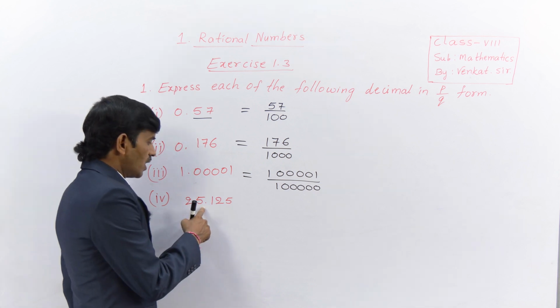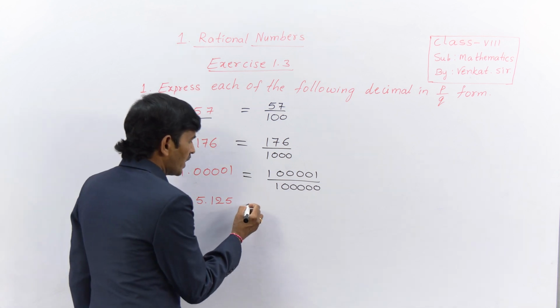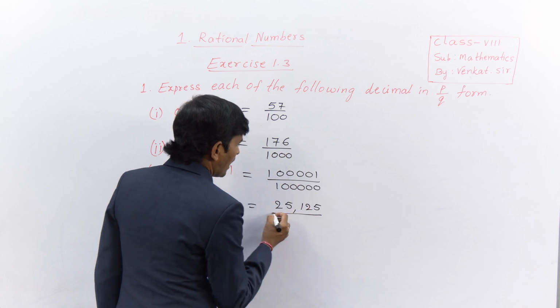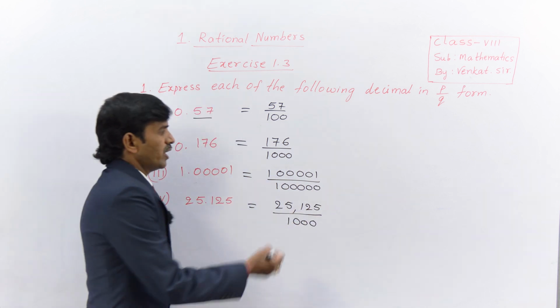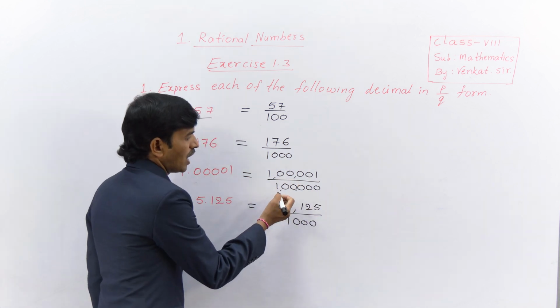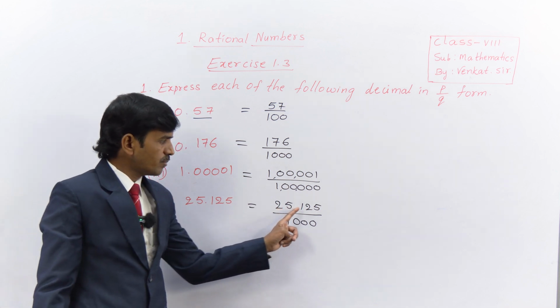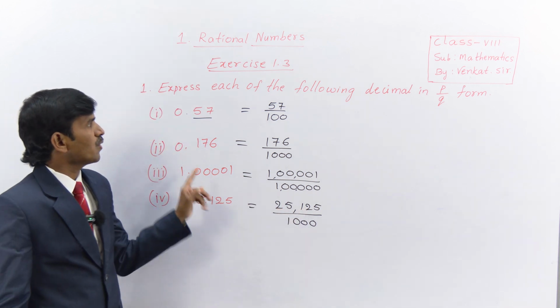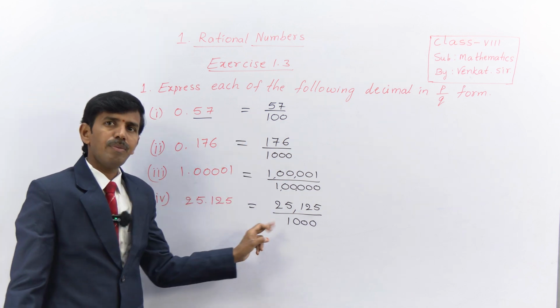Right? Now here also 25.125. It can be written as 25,125 by 1000. Right? So here, 1 by 1 lakh, it is 25,125 by 1000. So these are the expressions of each of the decimals in the form of p by q.